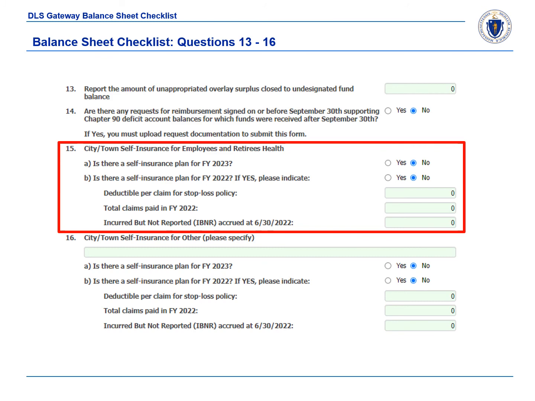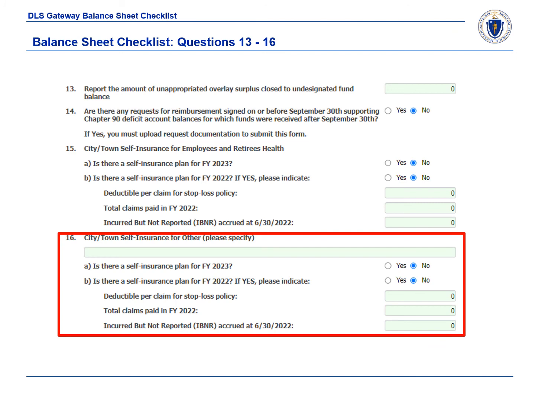A yes answer to parts A and B means that your community is self-insured for health insurance. If you answered yes to part B, you must include amounts for the stop-loss policy deductible, total claims paid in the prior fiscal year, and the incurred but not reported, IBNR, accrued as of June 30th. Please note that if your community's IBNR is greater than the fund balance at year end, the variance is a reduction to free cash.